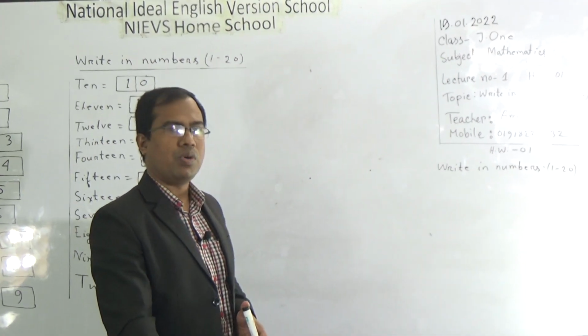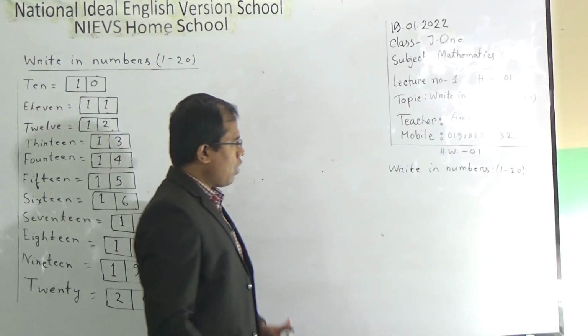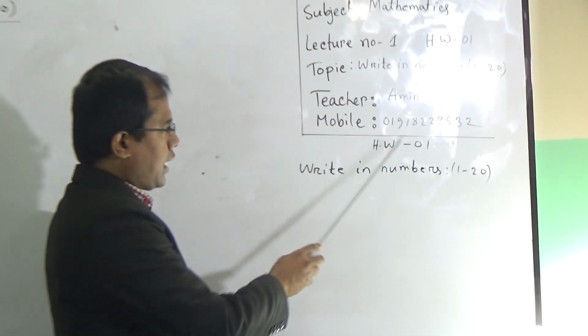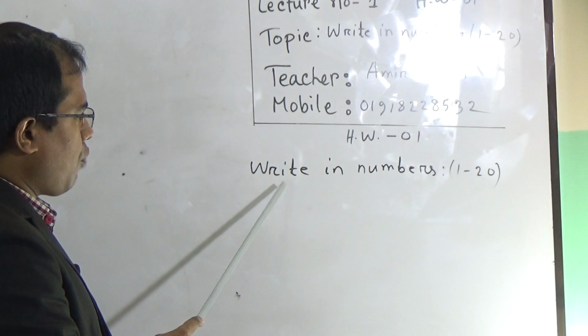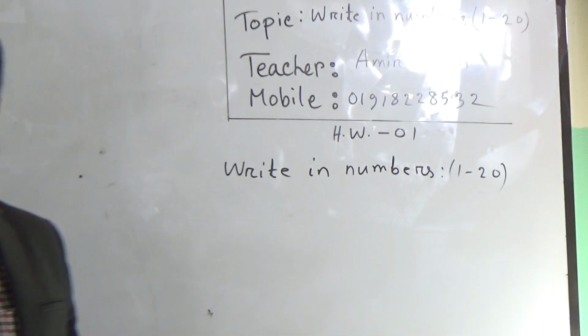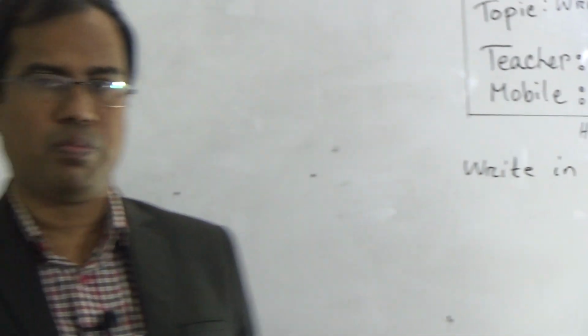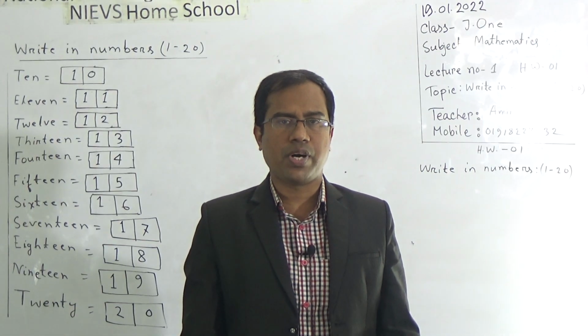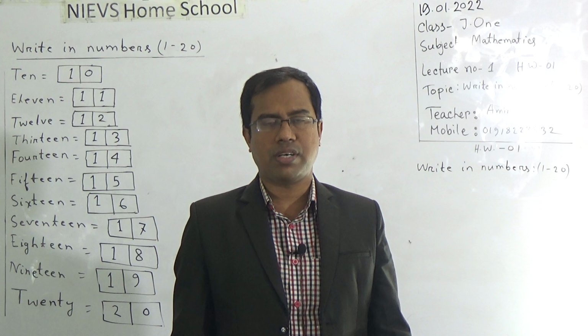Now I am giving you SW. This is SW number 1 and topic is writing numbers 1 to 20. That means our today's CW is your SW also. Do your SW properly and submit on next Saturday.